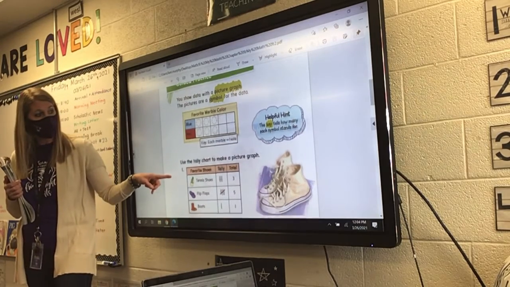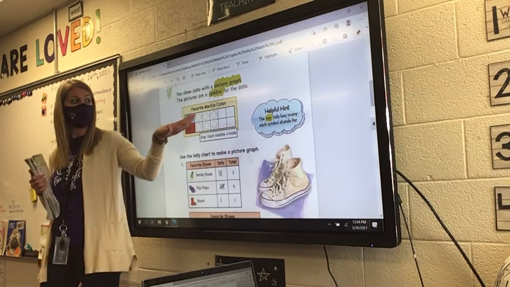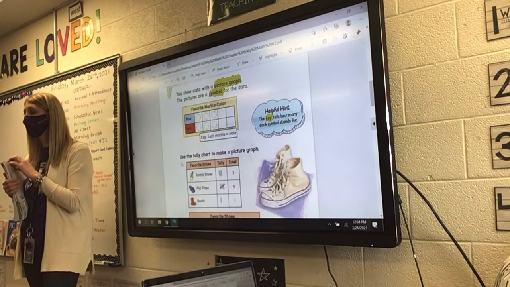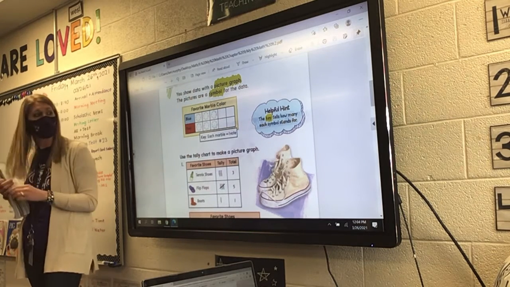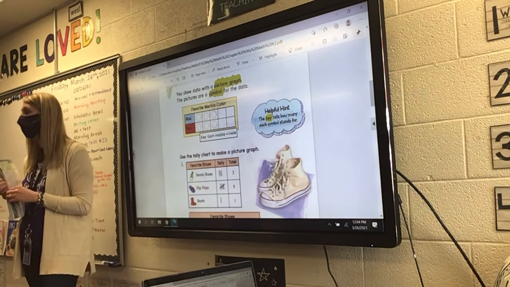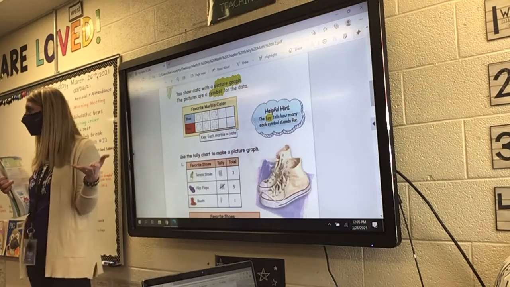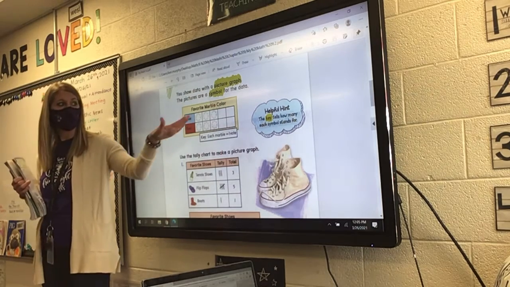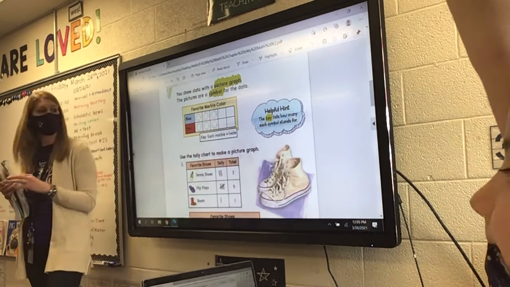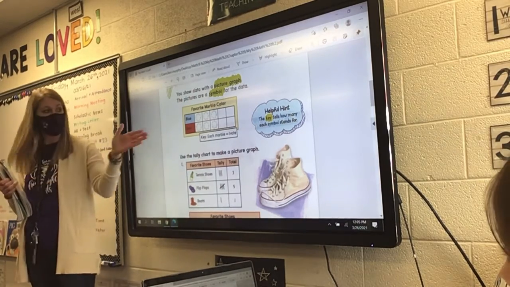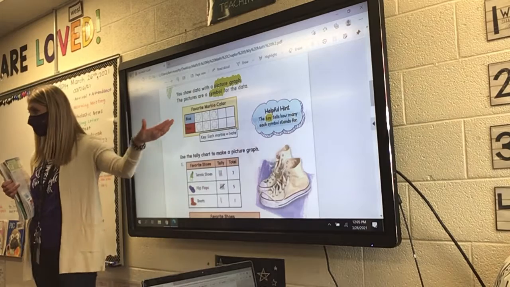Now, over here, when you look at this chart, how many like blue marbles the best, Louis? 3. How did you know that? You're right. There's 3 circles, or 3 marbles. Okay, look at the next one. Corla, how many like the red? 3.